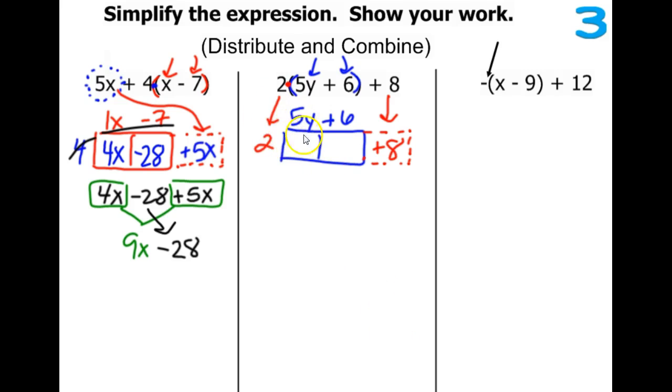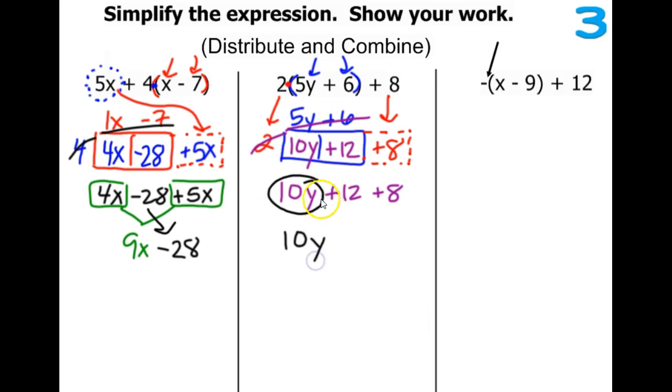So when we multiply, 2 times 5 is 10 with the y. 2 times 6, 6 times 2 is 12. So we're done with those. 10y plus 12, and another plus 8. So this is our only term with a y, so we have 10y. But then we have plus 12 and a plus 8. Same sign, add and keep. So they're all positive, should give us a positive 20.